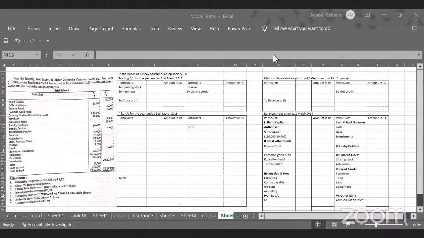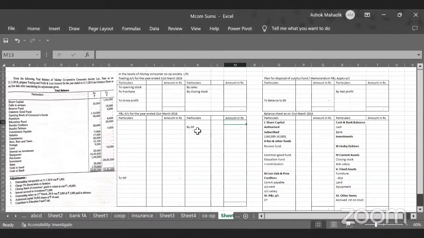Hello students. Today I am taking this lecture for doing revision of cooperative societies chapter. Okay, this is an important sum. Let us start the sum. I'll read the sum.